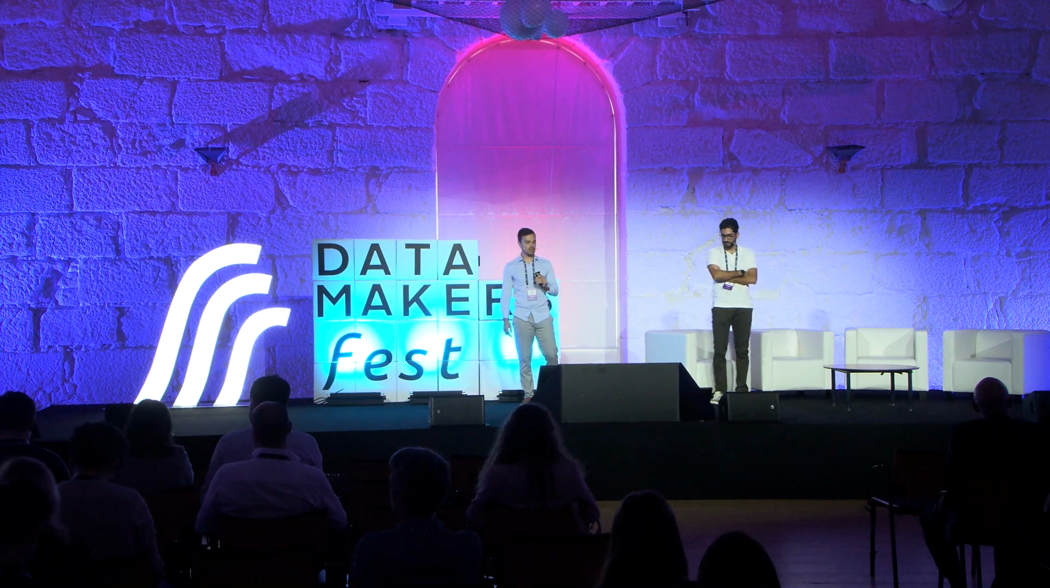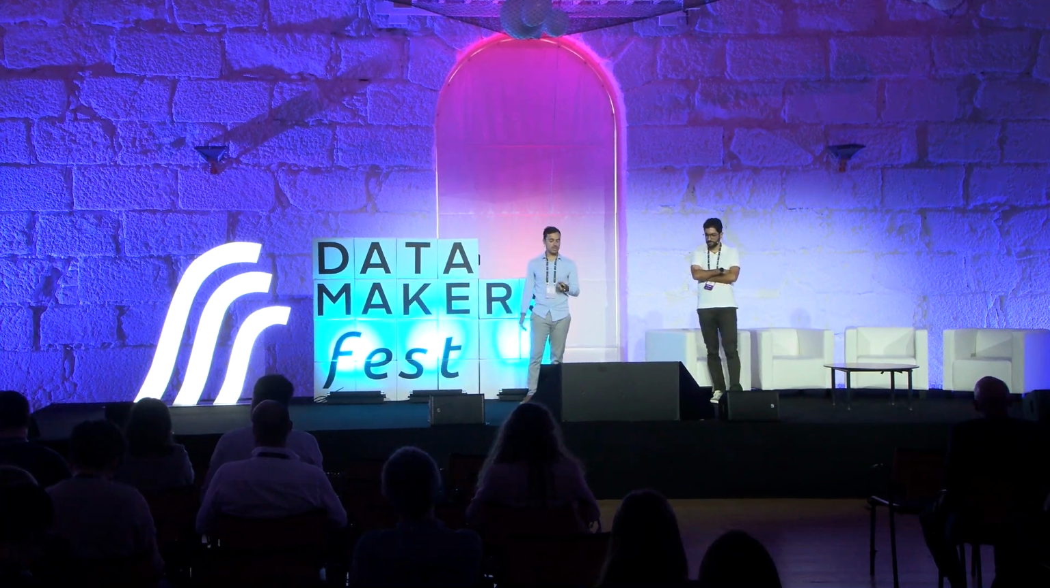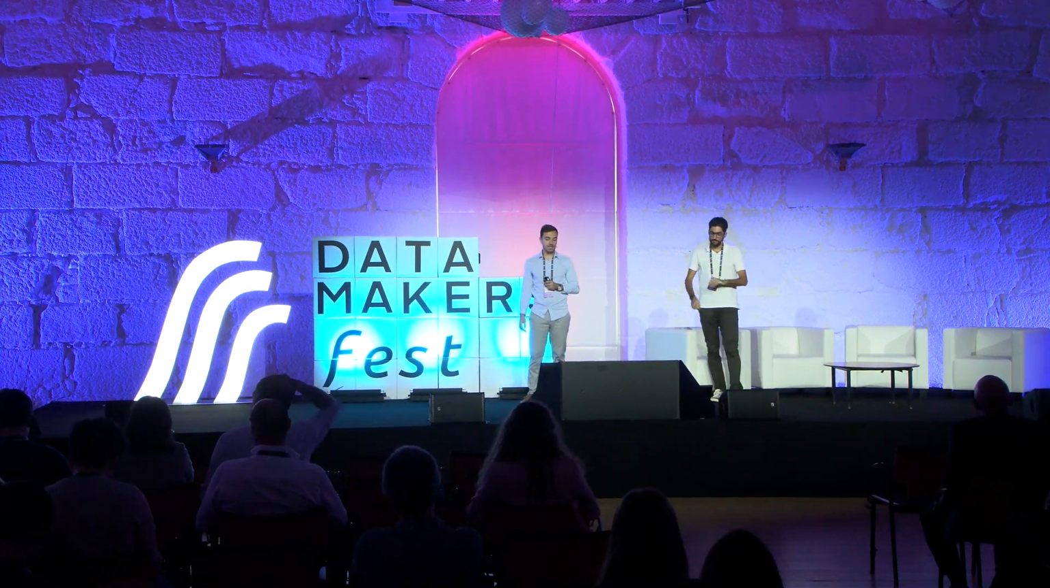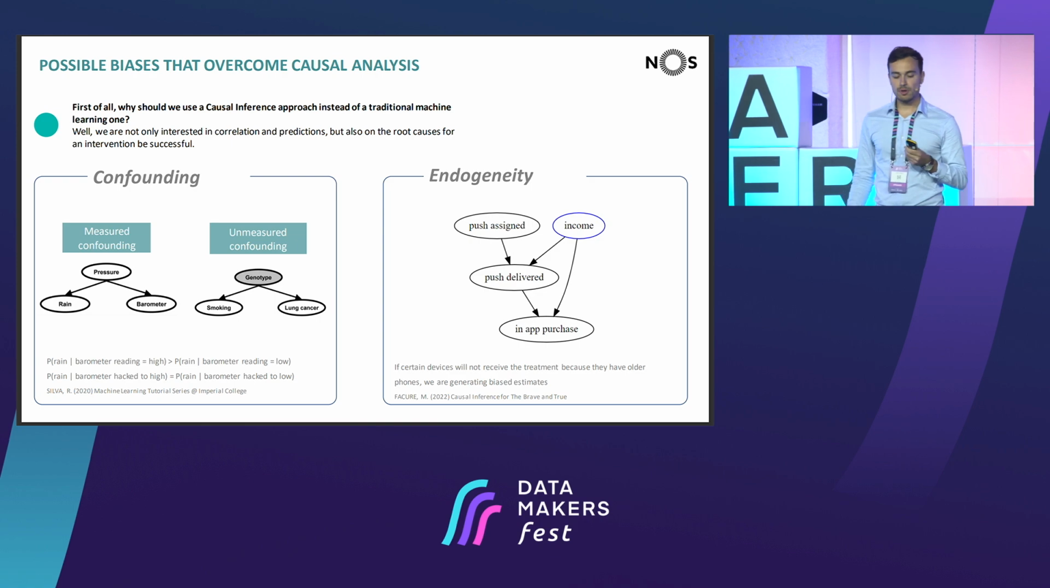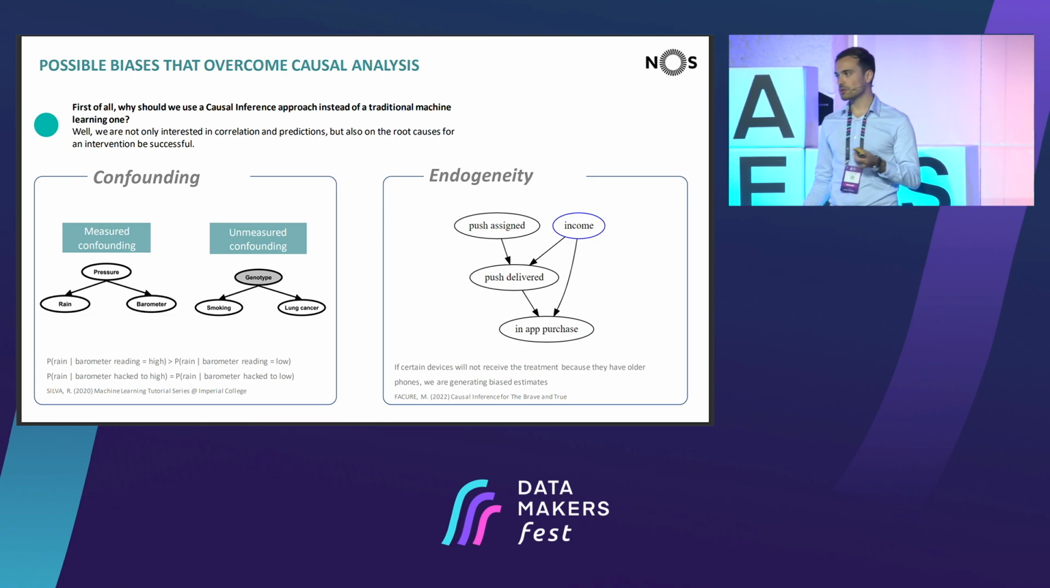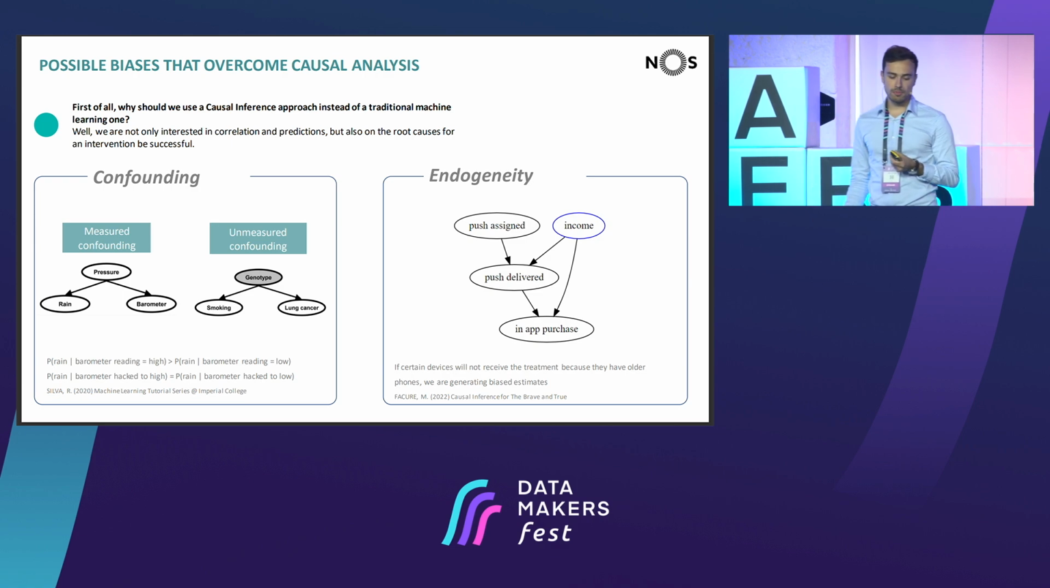So first, let's talk about confounding. Let's start with a simple example. Let's say we are interested in analyzing the likelihood of rain. If we look at a barometer reading, if the barometer reading is high, we could say that the probability of rain is bigger than if the barometer reading is low.